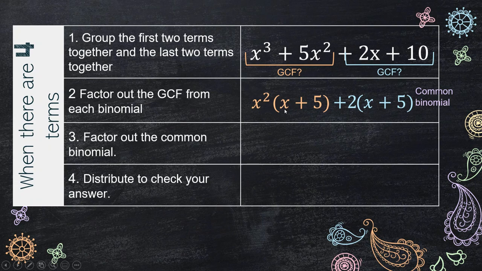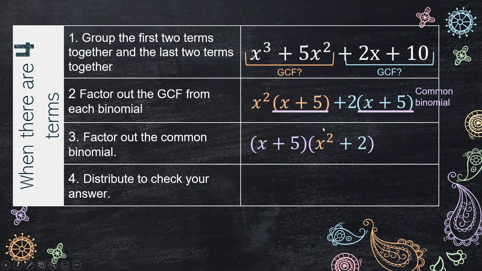When we factor out the x plus 5, we would write that first. So if we divided this all by x plus 5, that would leave us with x squared. If we divided this second part by x plus 5, that leaves us with plus 2. So to recap, the common binomial will be your first factor, and then your greatest common factors will go in your second factor.